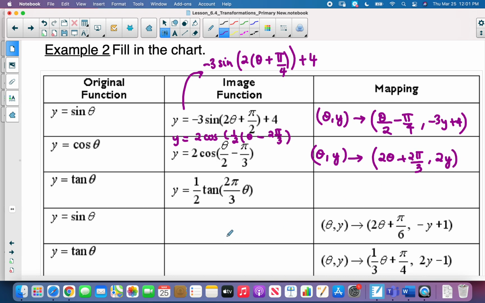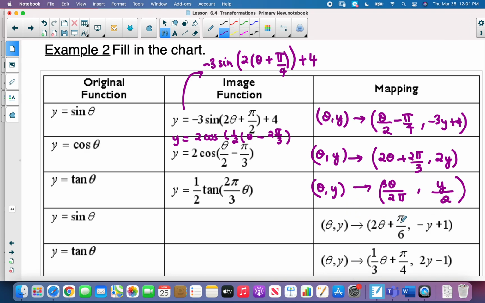There's no translation vertically. Here also, I can see y is equal to 1/2 tan of 2 over 3 pi theta. There's nothing to factor out because there's no horizontal shift here. So theta becomes theta divided by 2 over 3 pi, which is 3 divided by 2 pi times theta. And every y value gets multiplied by half, so y divided by 2.